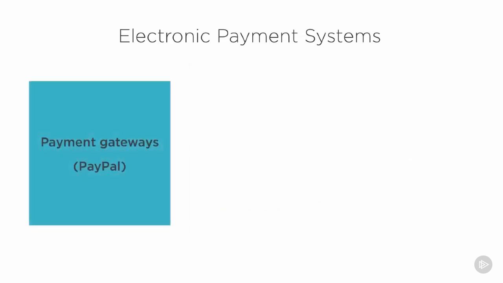We also have electronic payment systems, and there are several types of these, such as payment gateways, such as PayPal, for example, where the payment for an organization is actually being handled on their behalf by PayPal, operating as a third-party service provider.